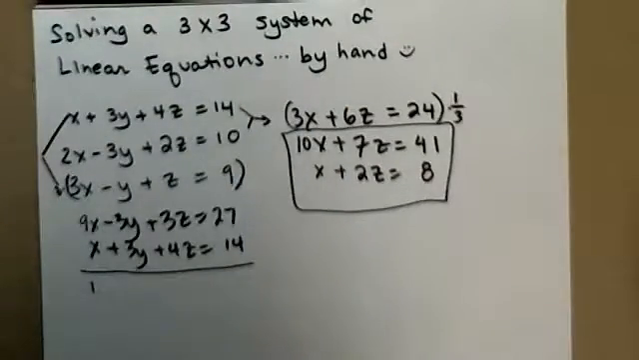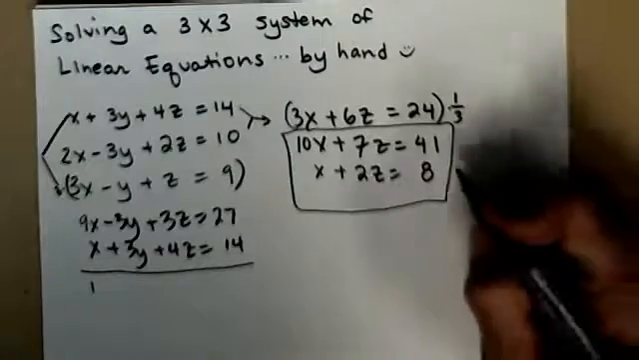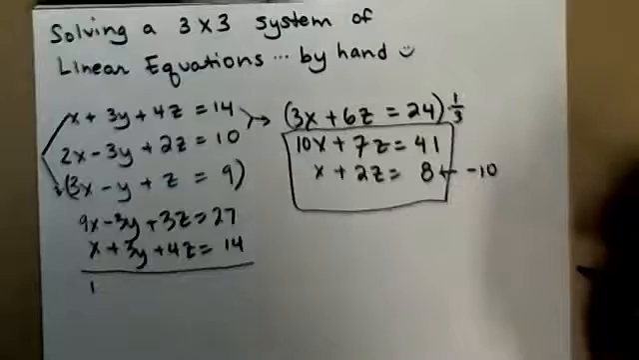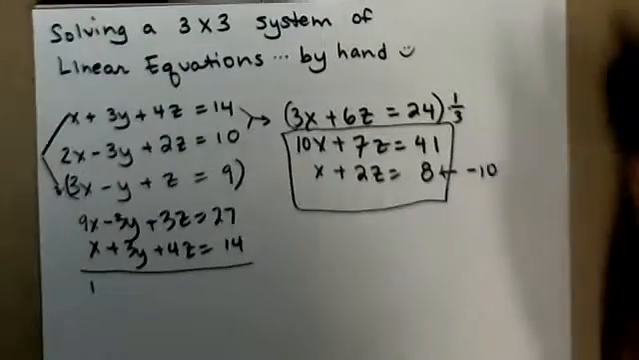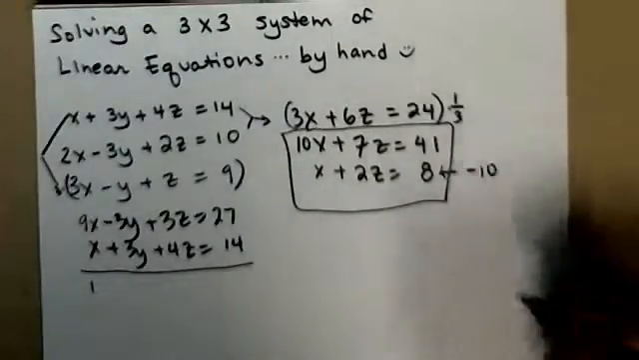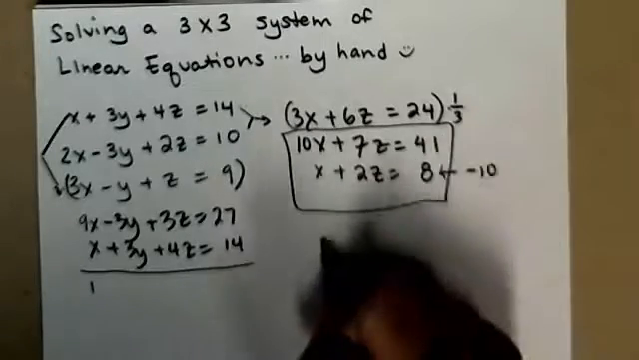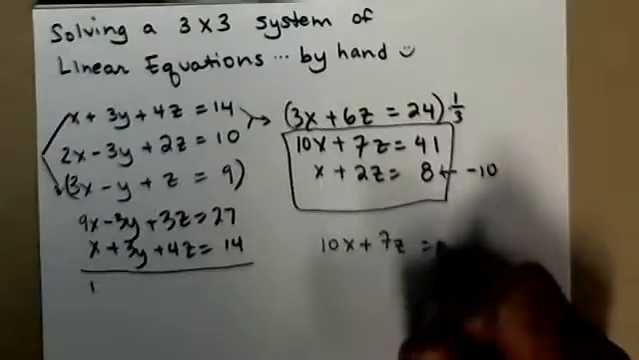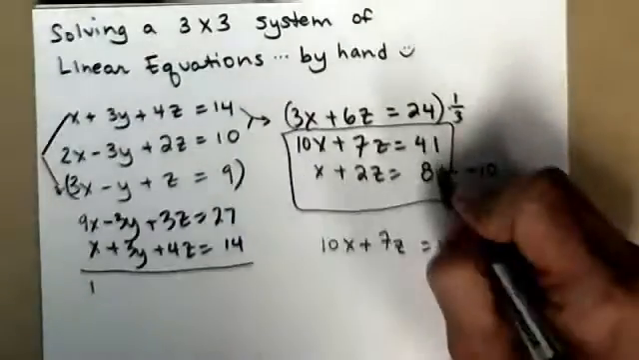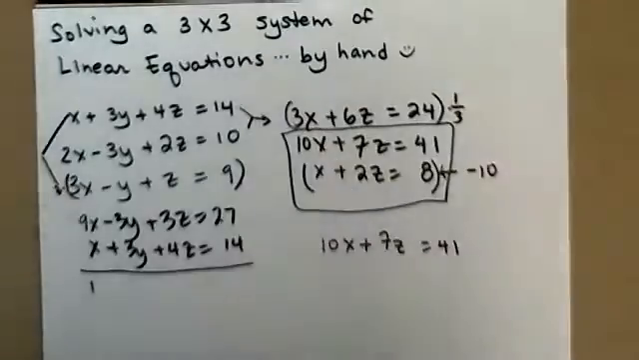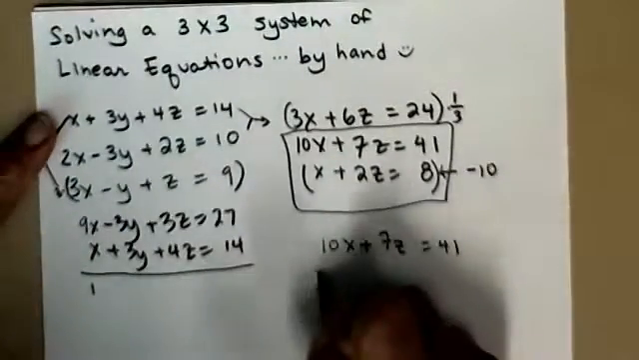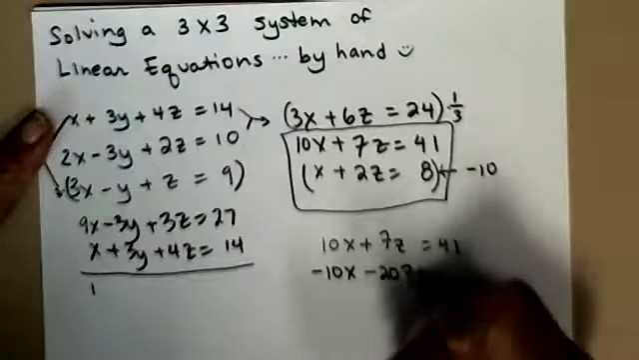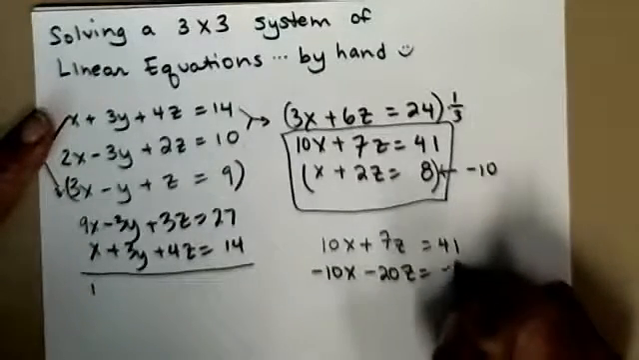Okay. So now I have this system to solve. Let's see, what happens if I multiply the bottom equation by negative 10? Can you see what letter is going to go away? Yep. Okay, so the top equation is going to stay the same: 10x plus 7z equals 41. Bottom equation, I'm multiplying the whole thing by negative 10. So I'll get negative 10x minus 20z equals negative 80.